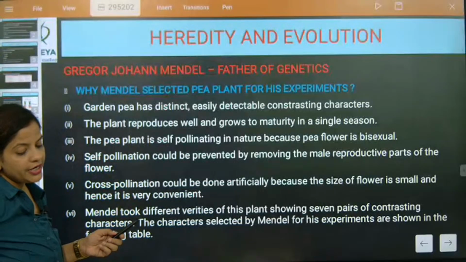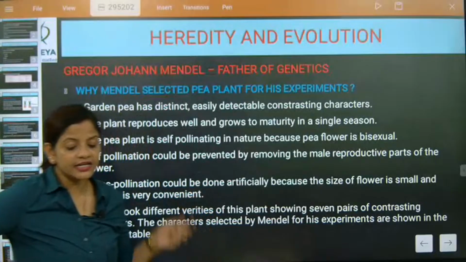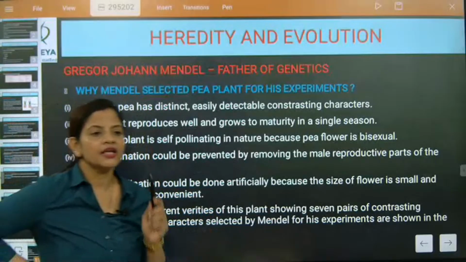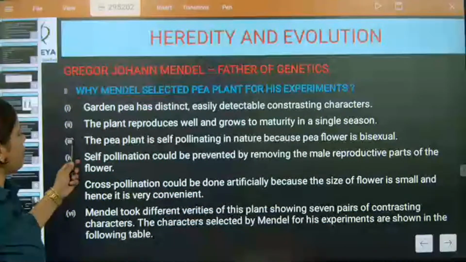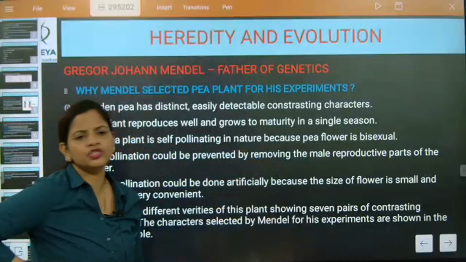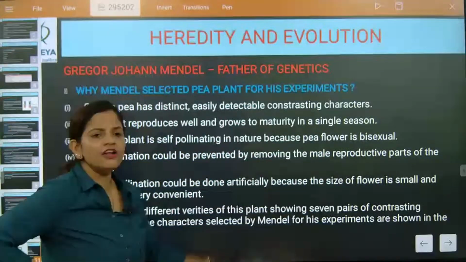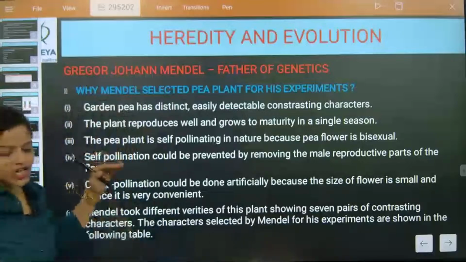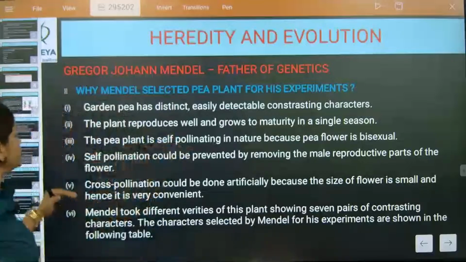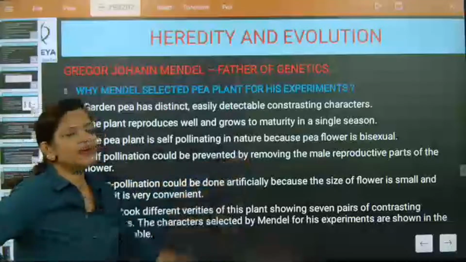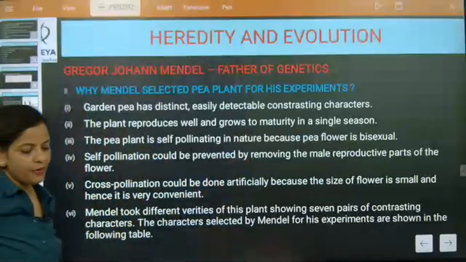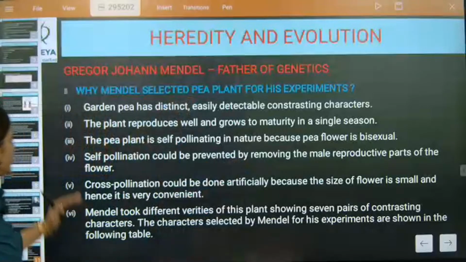The first point is garden pea has distinct, easily detectable contrasting characters. Got it? Second point is the plant reproduces well and grows to maturity in a single season. Third, the pea plant is self-pollinating in nature. What nature? Self-pollinating in nature. Self-pollination could be prevented by removing the male reproductive part systematically. Next, cross-pollination could be done artificially.